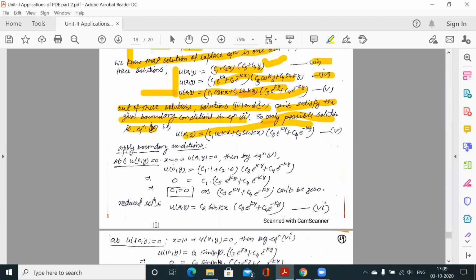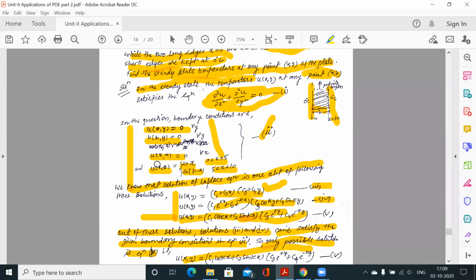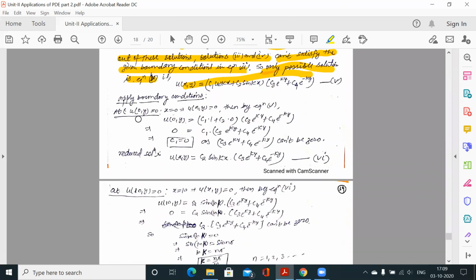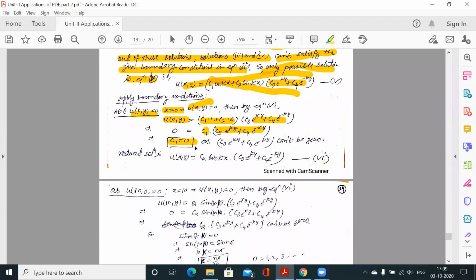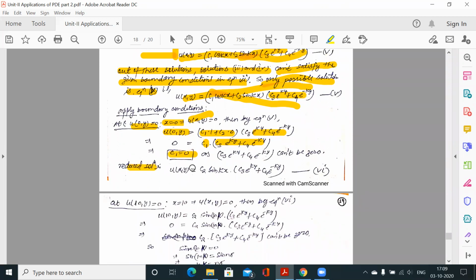Similarly, now apply all 4 conditions which are given here. Apply these conditions. So u(0,y) is 0: when x is 0, u(x,y) is 0. If you apply this in this solution, c1 plus c2 plus something. So either c1 is 0 or this is 0. This cannot be 0, because it will make the whole solution 0, as this factor is here. So c1 would be 0. The reduced solution, because c1 is 0, has this term out. Now this is left: c2 sin kx times something.